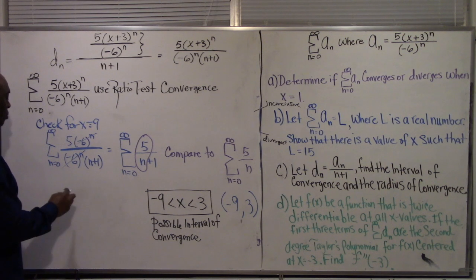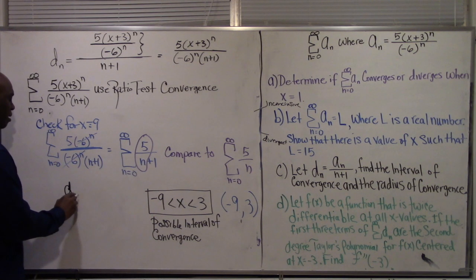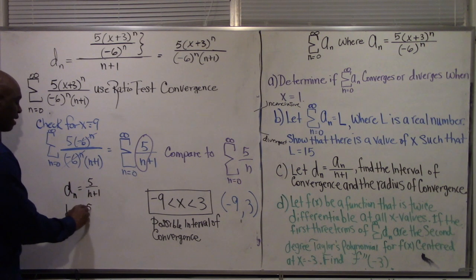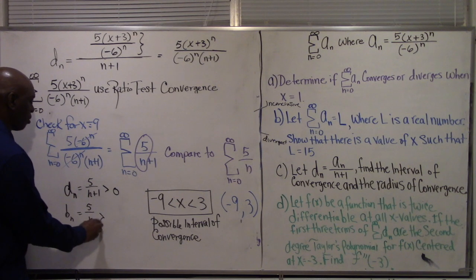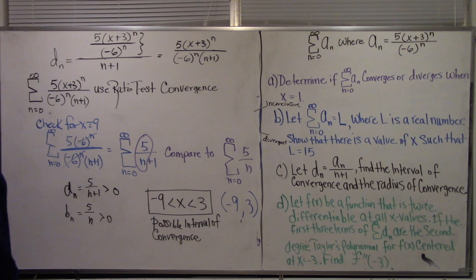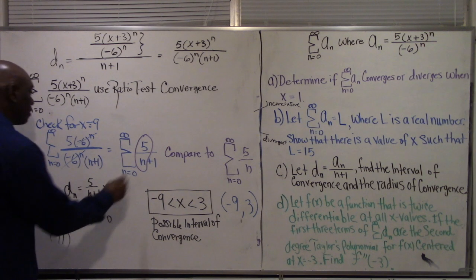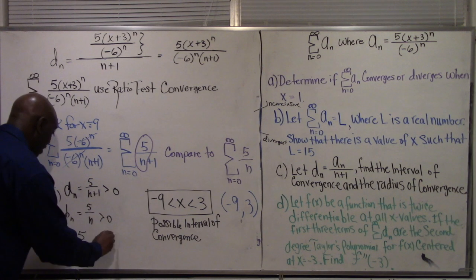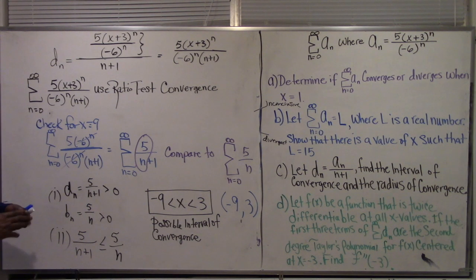Here we go. I do know this. I'm going to call this an. If I let an equal 5 over n plus 1, and I let bn equal 5 over n, I know that they are both greater than 0. They're both positive. That's condition 1. In condition number 2, I know that 5 over n plus 1 is less than or equal to 5 over n. I do know that.